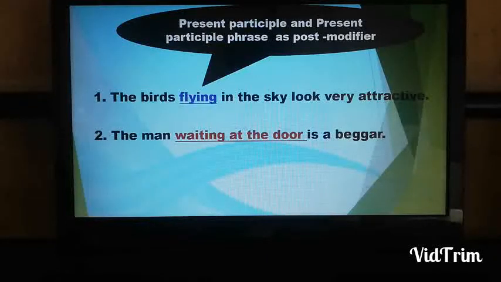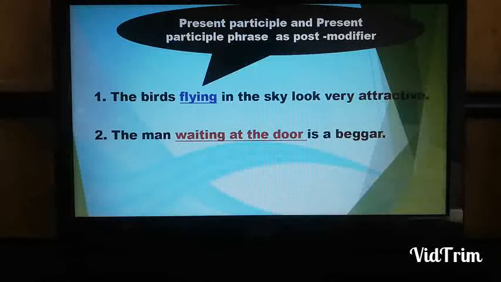The thing to be noted here is that if we add ing to the base form of the verb, it will be a present participle form. However, it is also a post modifier. Post means after the word. Flying, the present participle, of course, clarifies special information about the birds. The birds you are getting here, and after that the word is flying. So this flying is a post modifier of the word bird.